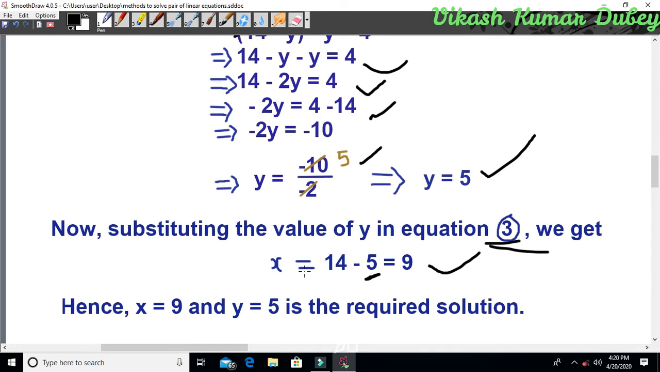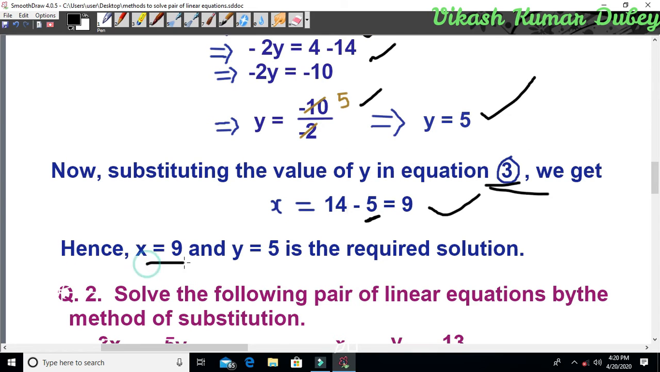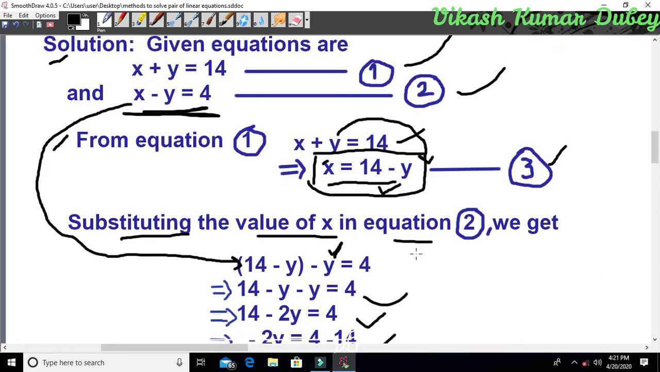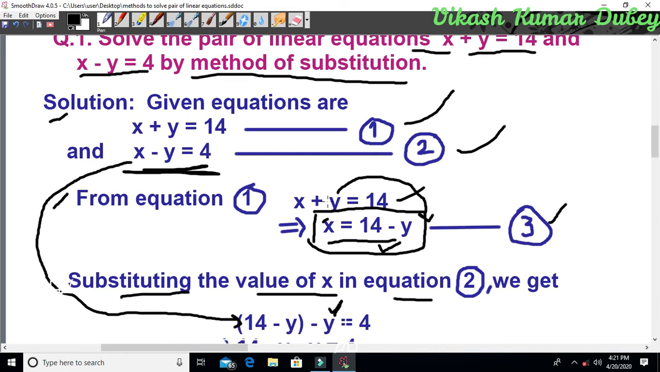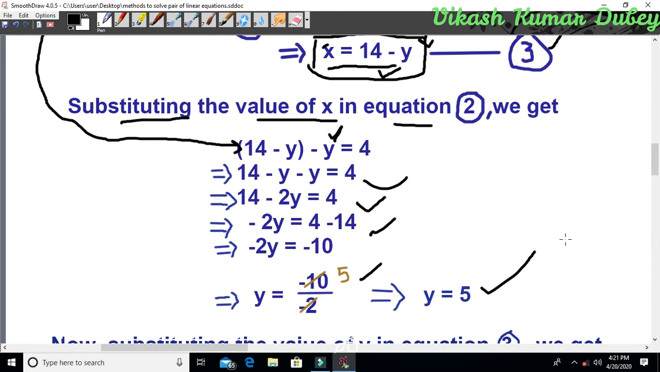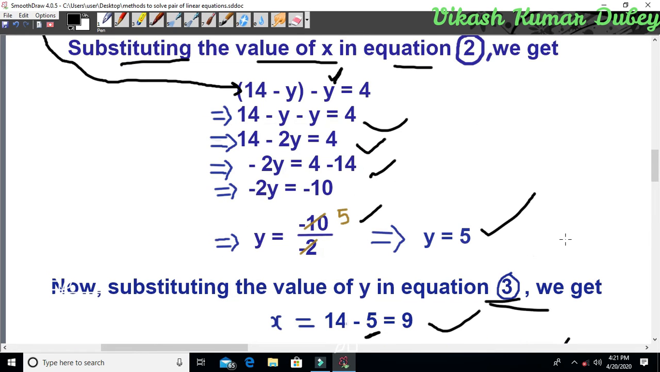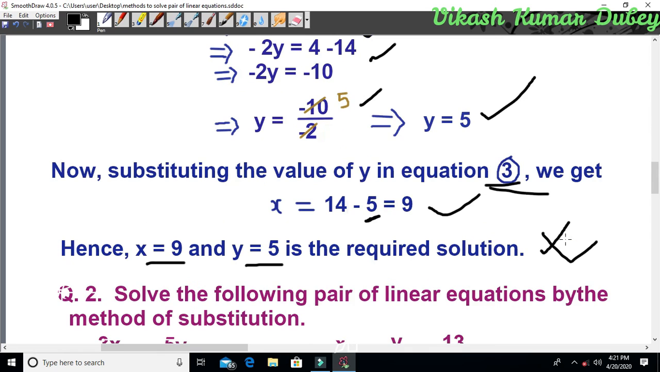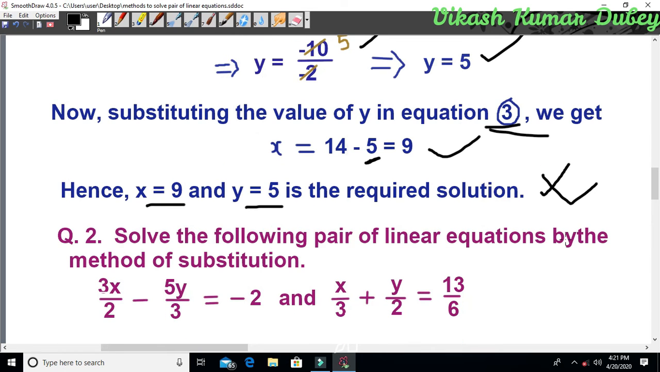So hence x is equal to 9 and y is equal to 5 is the required solution by the method of substitution. We are substituting for x and y. So these are the steps. You have to solve all questions by this method. Take the 2 equations, then make equation 3, and after that find the value of any one variable, either x or y, and then put the value of x or y in equation 3. You get the other value. In this way you can find the values of x and y.